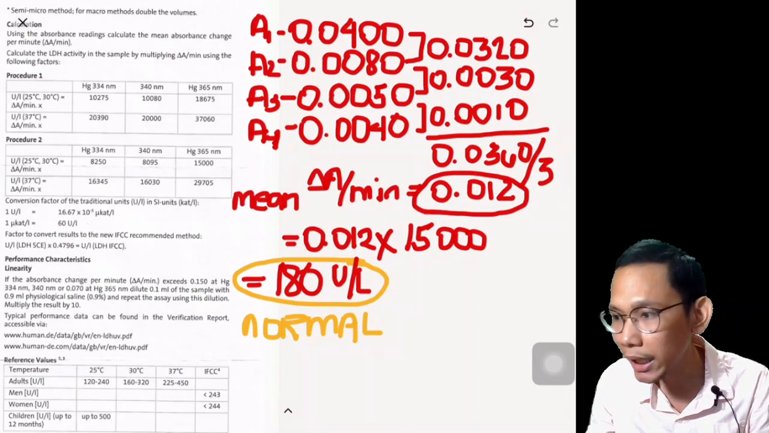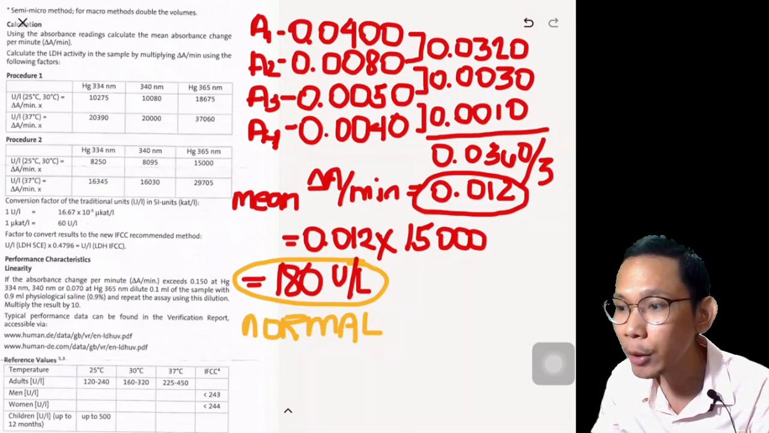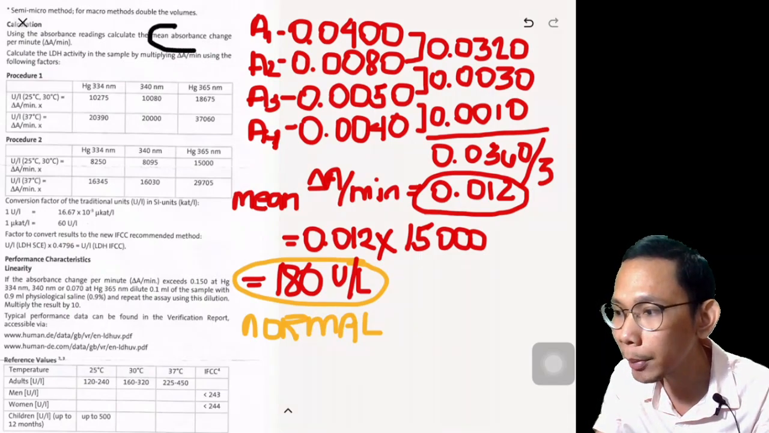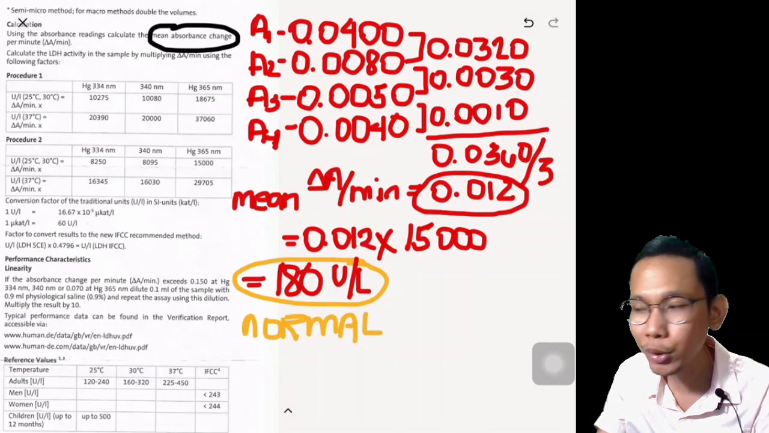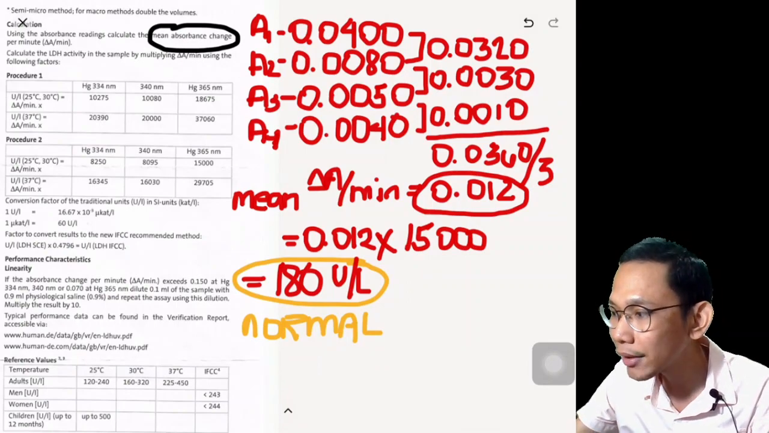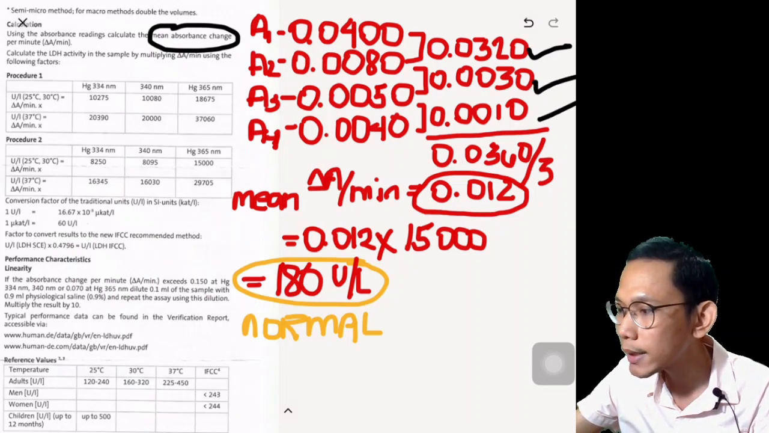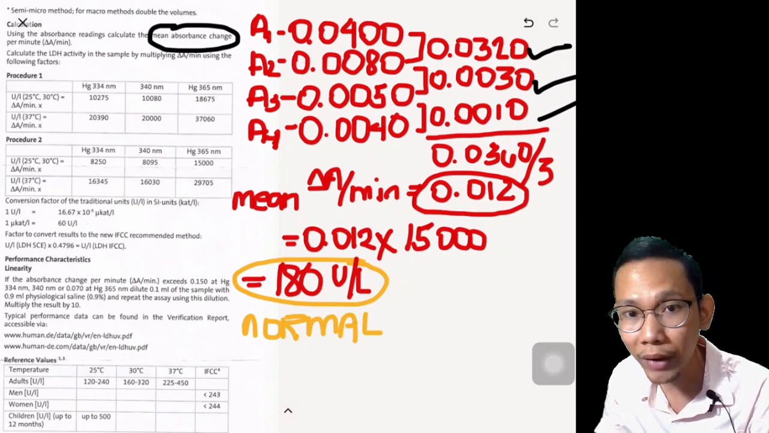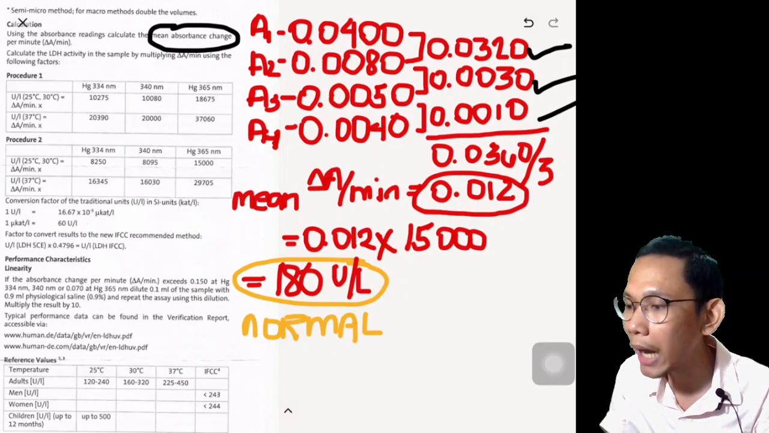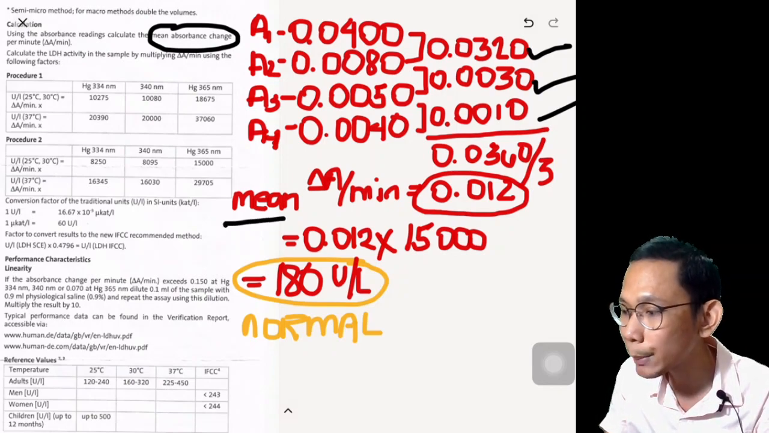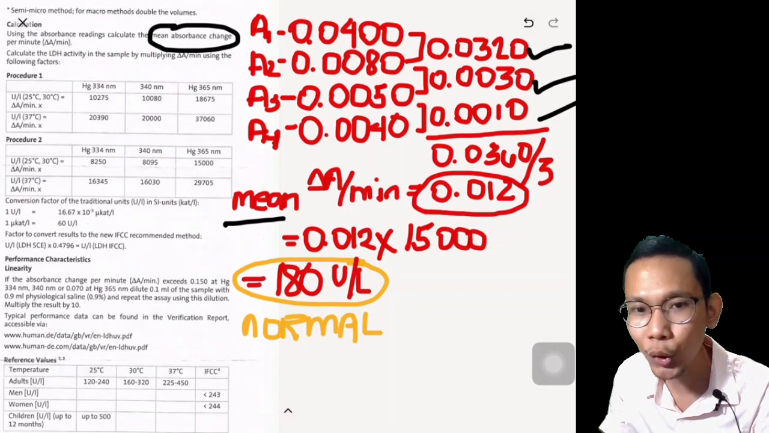Remember guys, the subtraction earlier is simply the absorbance change per minute. But we want the mean absorbance change. How will we do that? We add these three values: 0.0320 plus 0.0030 plus 0.0010 is 0.0360. Since this is a mean, you divide by 3. Now, our mean absorbance change per minute is 0.012.